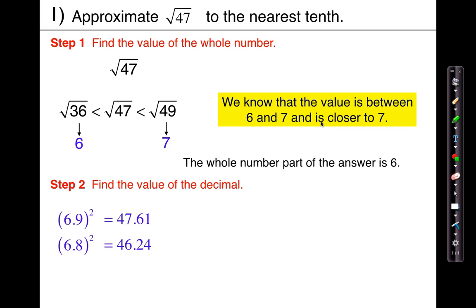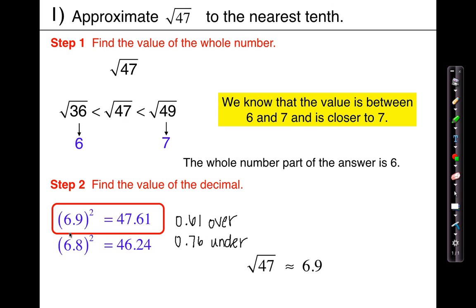Now between these two numbers, which one do you think is closer? Well, this one's 0.61 over, okay? And this one is, let's see, 0.76 under. So because this one's closer, I'm going to go ahead and go with 6.9 as my answer. So I'm going to say the square root of 47 is approximately 6.9.